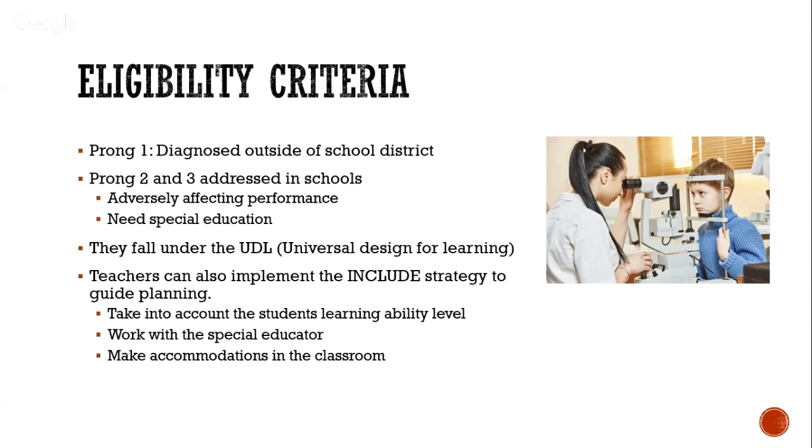As far as eligibility criteria, you have to meet the three-prong eligibility check. So prong one for visual impairments is actually going to be diagnosed outside of the school. Prongs 2 and 3, they'll be addressed in school. The visual impairment has to be adversely affecting their performance. And then the third prong is that they would not be able to receive a normal education without special education services. They also fall under the Universal Design for Learning, and you can use it to guide your planning when working with students with visual impairments.